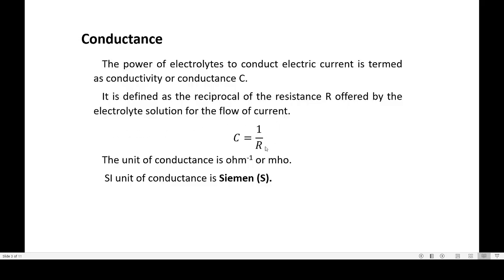So the reciprocal of resistance is conductance, and the unit of resistance is ohm. So the unit of conductance will be ohm inverse, called mho, and the SI unit of conductance is Siemens, denoted by S.